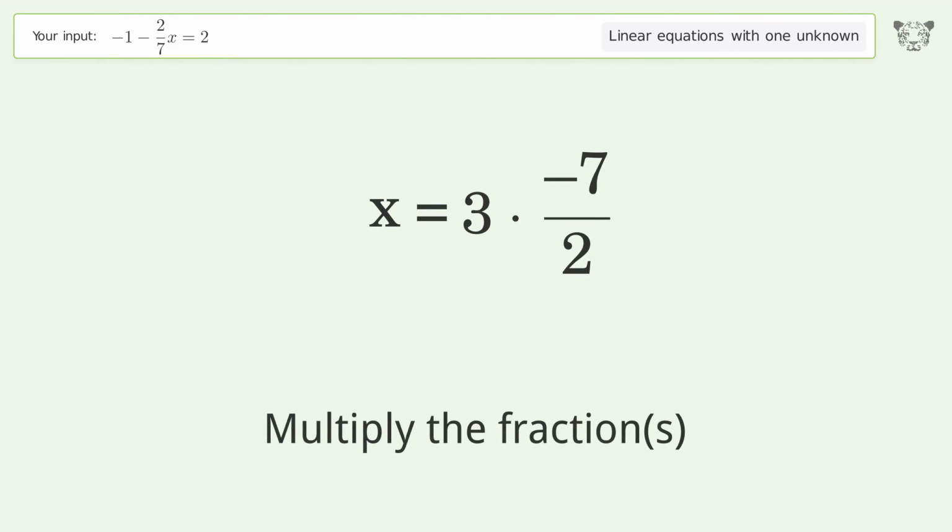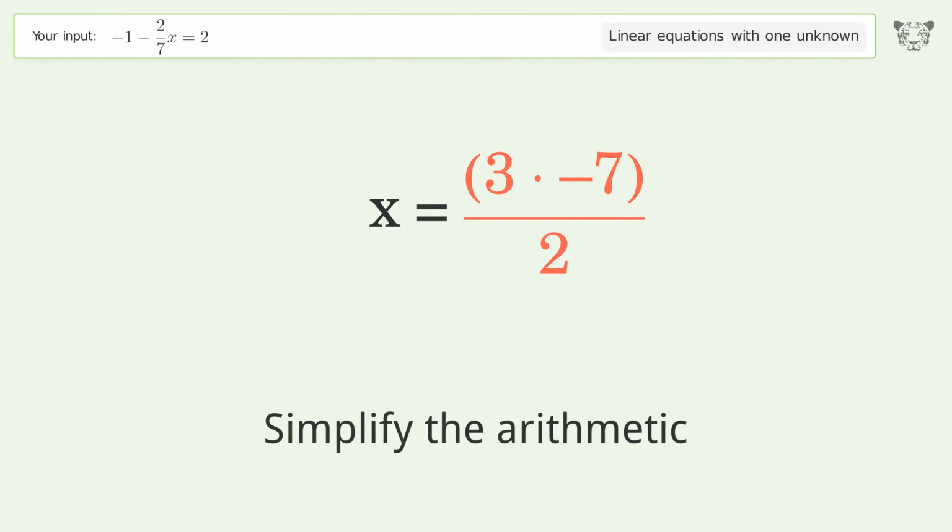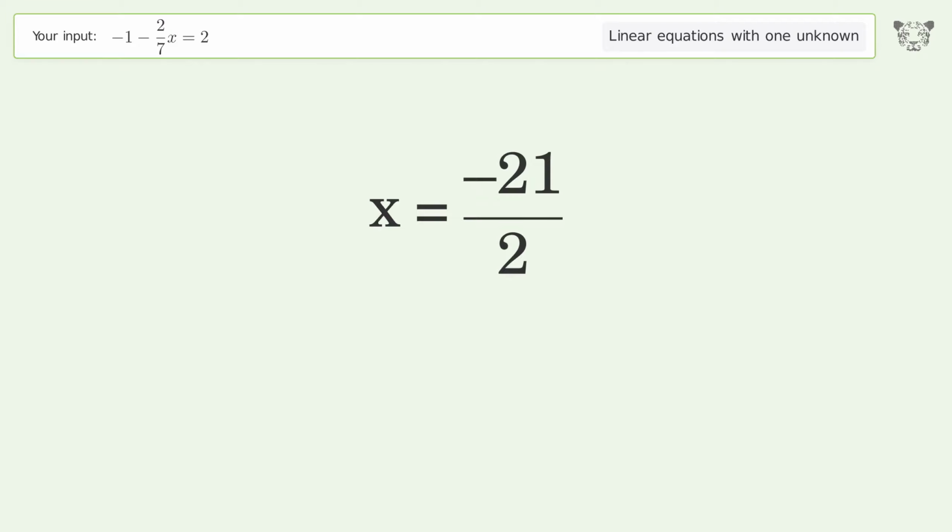Multiply the fractions. Simplify the arithmetic. And so the final result is x equals -21/2.